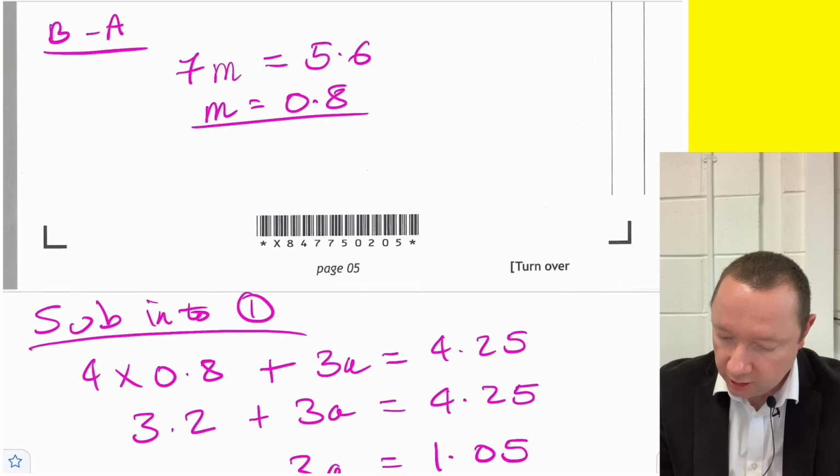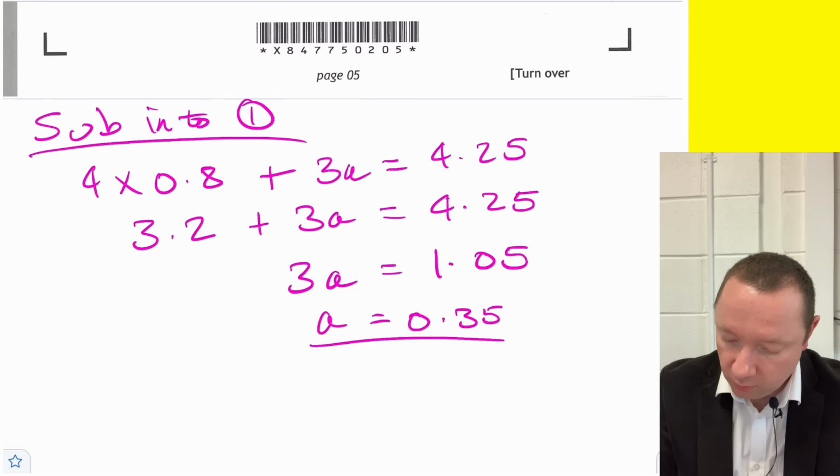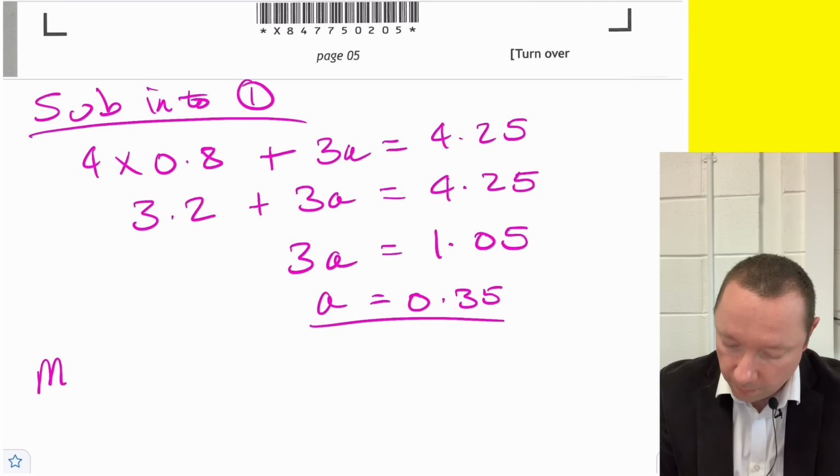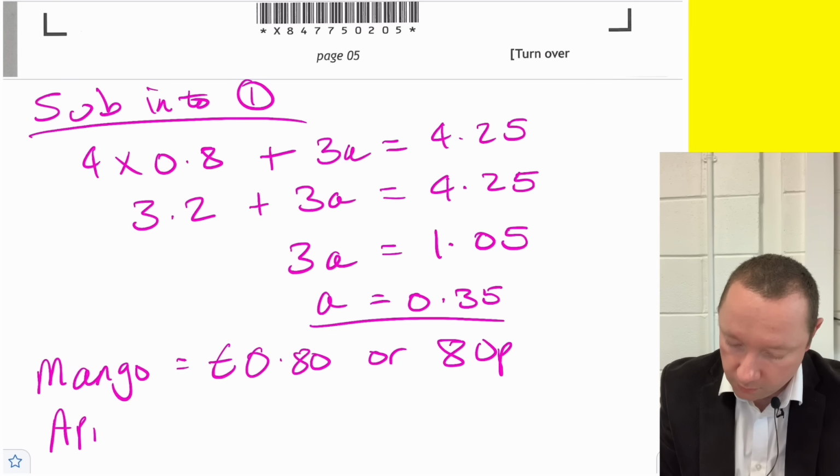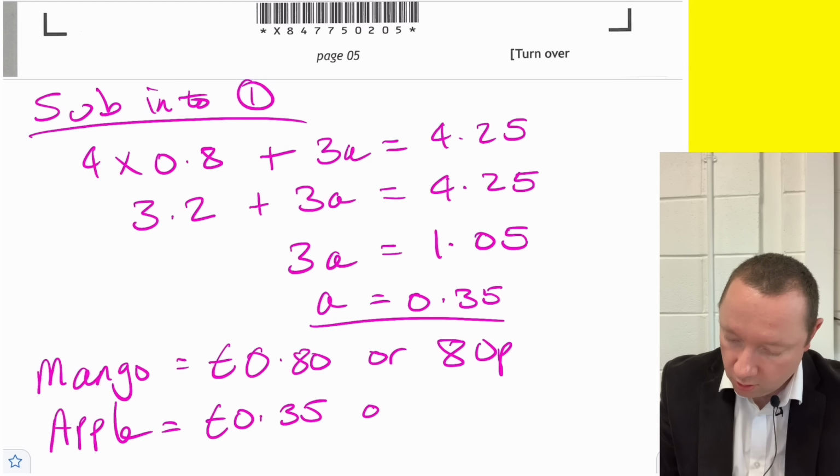Not answered the question yet, though. We need to say a mango and an apple equals. So a mango equals £0.80, or 80 pence, and an apple equals £0.35, or 35 pence.